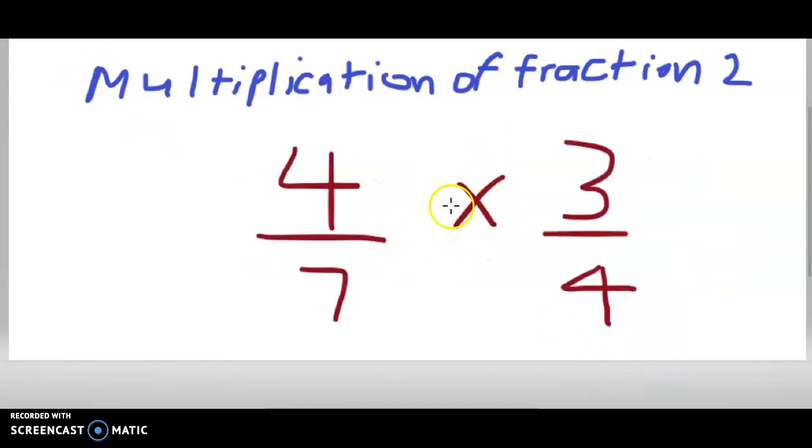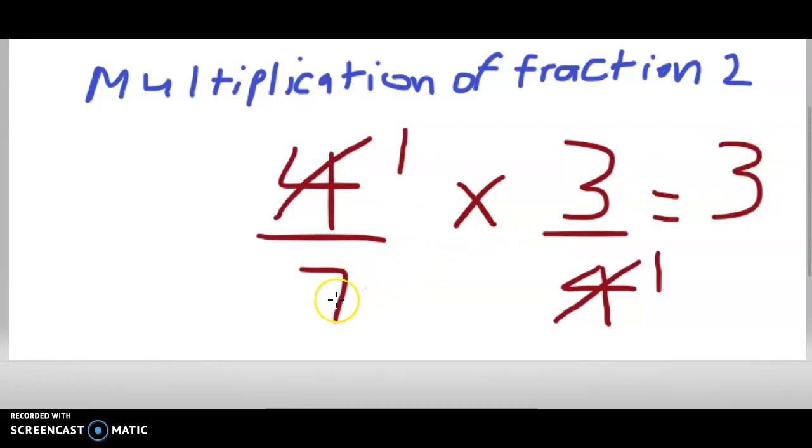Let's look at another quick fraction: 4 over 7 times 3 over 4. We need to find a way to simplify this and this. 4 and 4 both belong to the 4 times table. So 4 divided by 4 is 1, and 4 divided by 4 is 1. Now we multiply the fractions. 1 times 3 is 3. Now we multiply the denominators. 7 times 1 is 7.